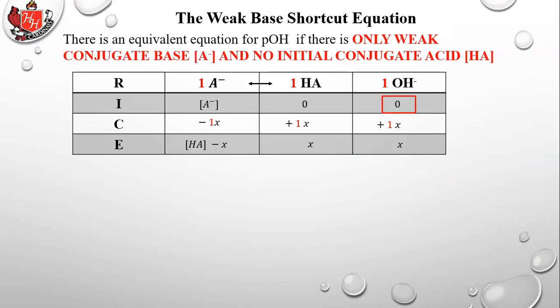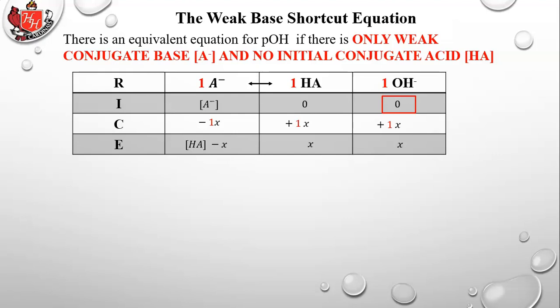All right, now there's an equivalent equation for pOH if there's only weak conjugate base, that's A minus, concentration of A minus, and no initial conjugate acid. So in this, you see this is a base equation. You start with a base on the left, then it accepts a proton from a water molecule, and that produces HA, the conjugate weak acid, and then the hydroxide ion, which is the characteristic of a base. It produces hydroxide ions, OH minus.